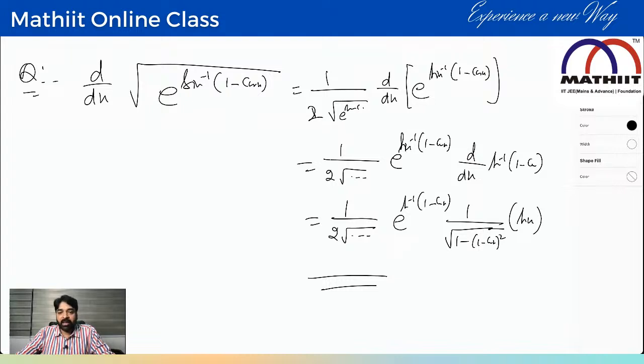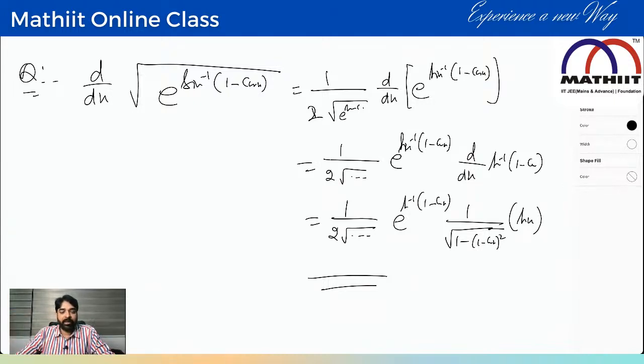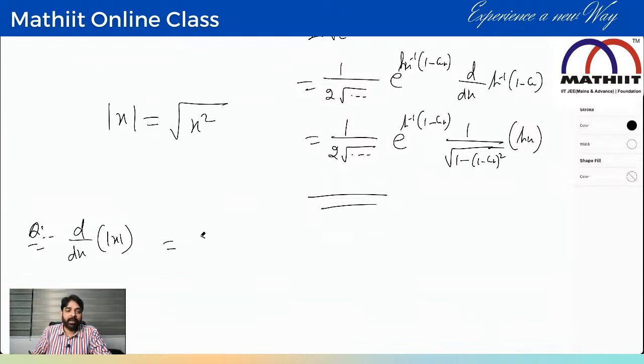Now, one of the questions asked: I'm just pasting the question. What is the d by dx of mod x? And some people have given the answer also. Anybody else can give the answer. D by dx of mod x. That kind of question will come in the future, but still, d by dx of mod x. Suppose somebody asks you. The first thing is, what is mod x? Mod x is nothing but root of x square. So that will be equal to d by dx of root of x square.